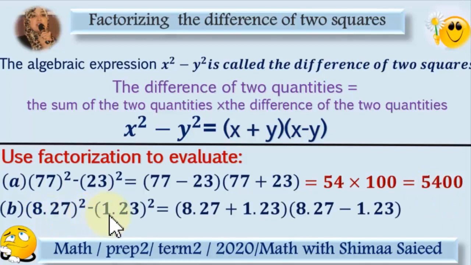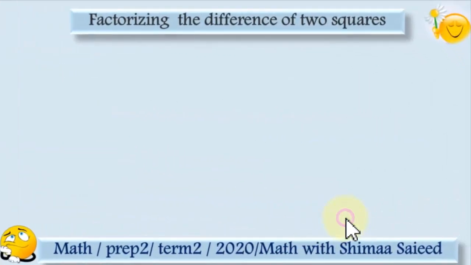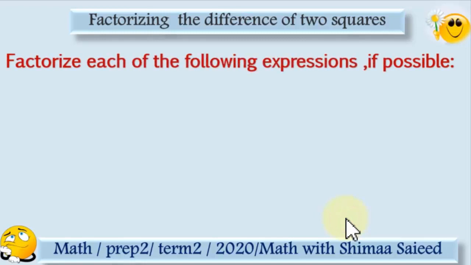8.27 all power 2 minus 1.23 all power 2. We can use factorizing difference of two squares, 8.27 plus 1.23 times 8.27 minus 1.23. The first one equals 9.5 and the second one equals 7.04. So we will multiply 9.5 by 7.04, which is 66.88.